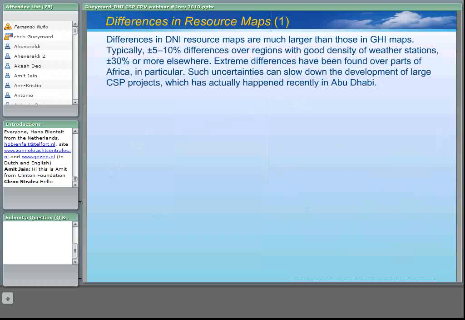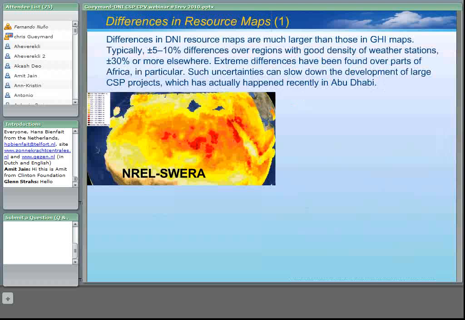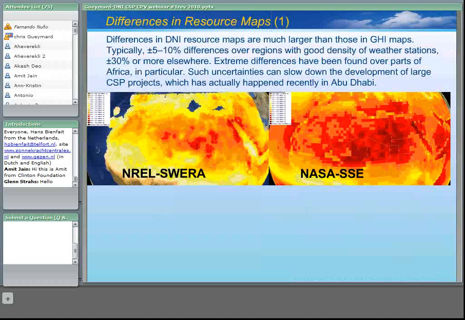We have found in different parts of Africa in particular very large differences. We see now two different maps, one from NREL SWERA for North Africa, and the same part with the same colors from NASA SSE. And you see there are large differences between them. This actually recently happened in Abu Dhabi, where the resource was calculated and did not correspond well to the measurements.